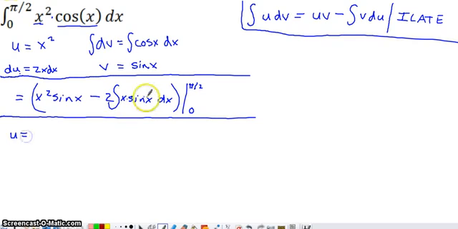So we're going to let u equal, following the acronym again, we have an algebraic piece, we have a trigonometric piece. A is closer to the front of this word than t is. So we'll let u equal x.